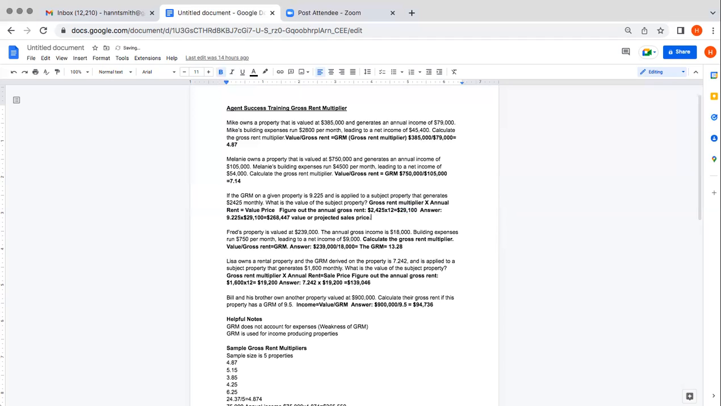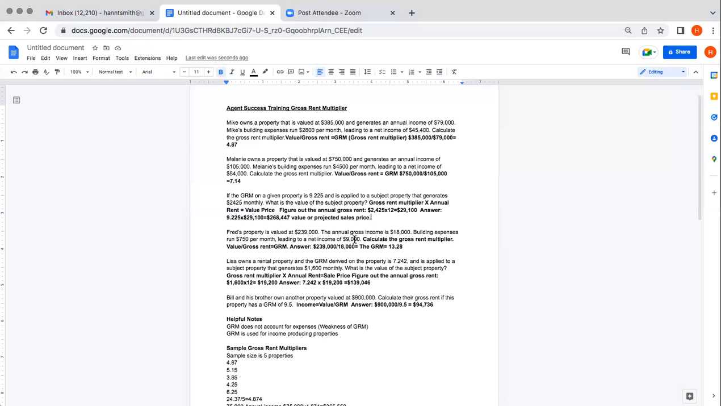Okay, so that's pretty simple. We'll go to the next question. Fred's property is valued at $239,000. The annual gross income is $18,000. Building expenses are $750 per month, leading to a net income of $9,000.